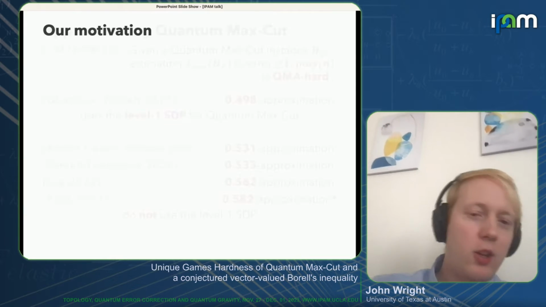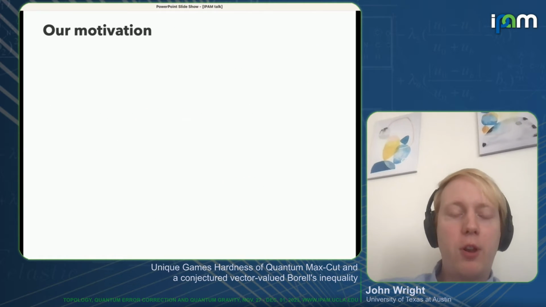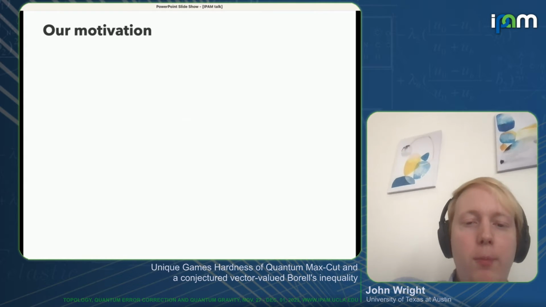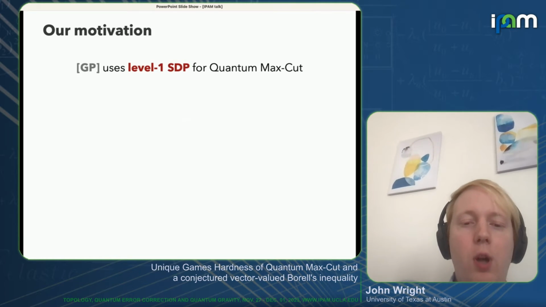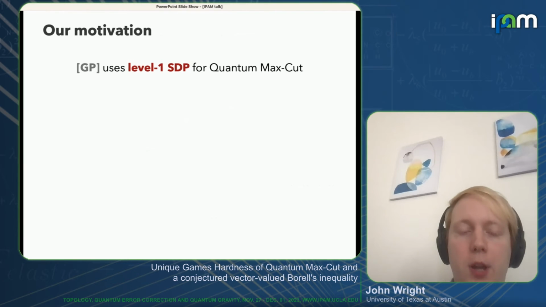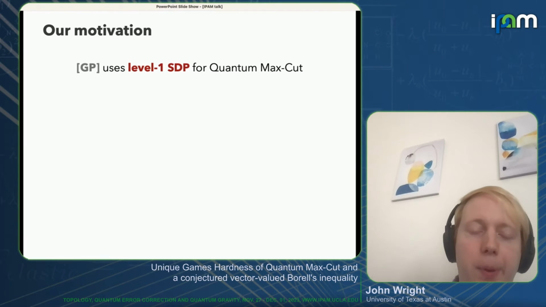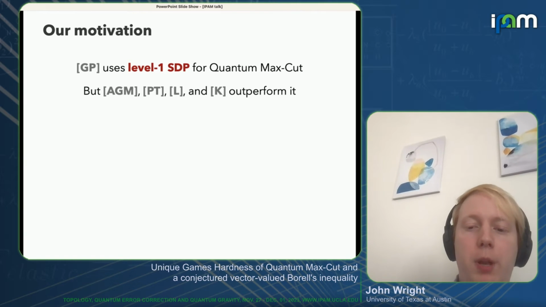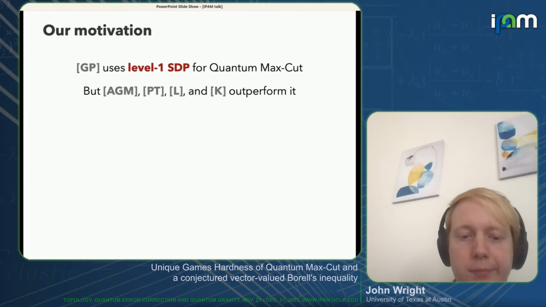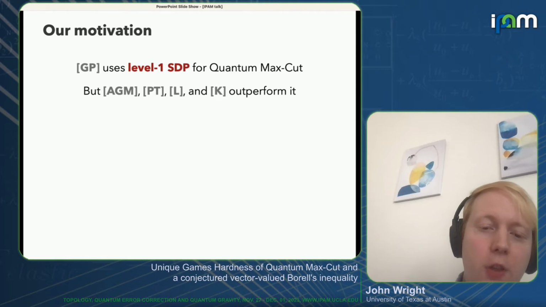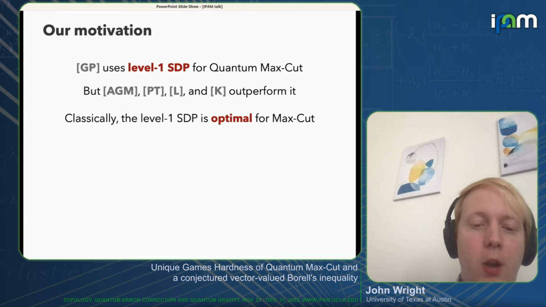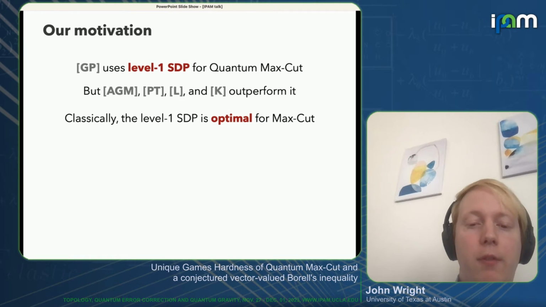Okay, so finally I can get to our work. What was our motivation for studying this problem? Well, this Gribian-Perec work, like I said, they used a level 1 semi-definite program for quantum max cut. But these 4 other papers that came afterwards, they all managed to outperform it. Now, classically, it turns out the level 1 semi-definite program is actually optimal for the max cut problem. So like the Goemans-Williamson algorithm just uses the level 1 semi-definite program.